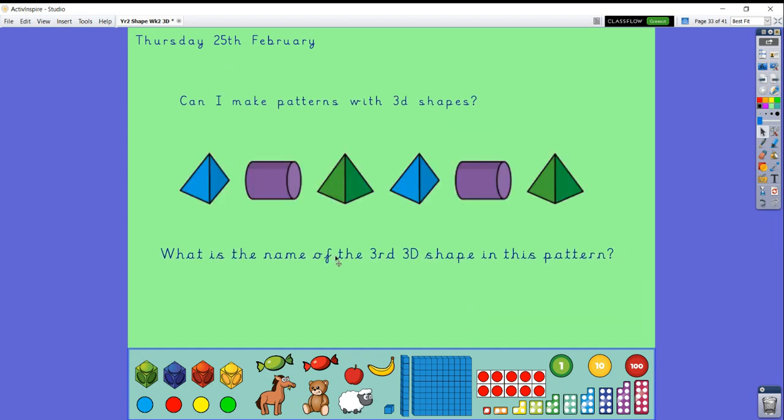So, having a look at this pattern, can you tell me the name of the third 3D shape? Have a think. So we've got a pyramid, a cylinder, and a pyramid. Now, if we look carefully, can you remember the 2 types of pyramids? If I draw a line here, I think this one is a triangular-based pyramid. And I think this one is meant to be a square-based pyramid. So if you said square-based pyramid, super. If you said pyramid, that is perfectly fine too.